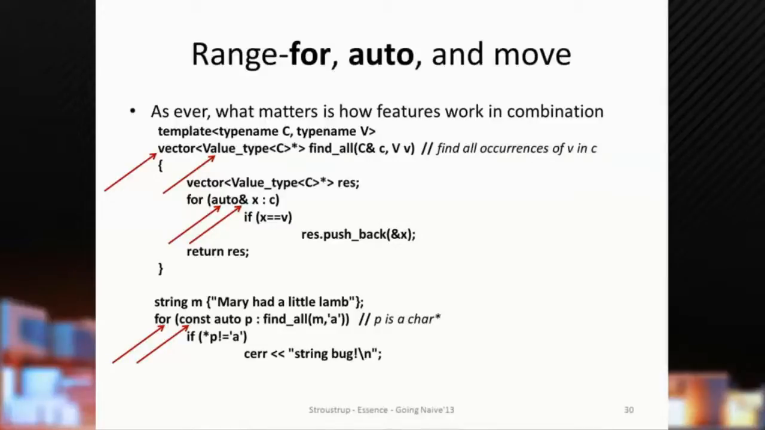And then we use it. It'll take a string. A string is a container of characters, right? And then I say, for all p's in the result of find all. So I'm just going over that result, which happens to be a vector of pointers. And if it doesn't point to an a, we have something serious here, because I'm saying the a, and so there's a bug in string, there's a bug in find all or something like that. This should never happen.